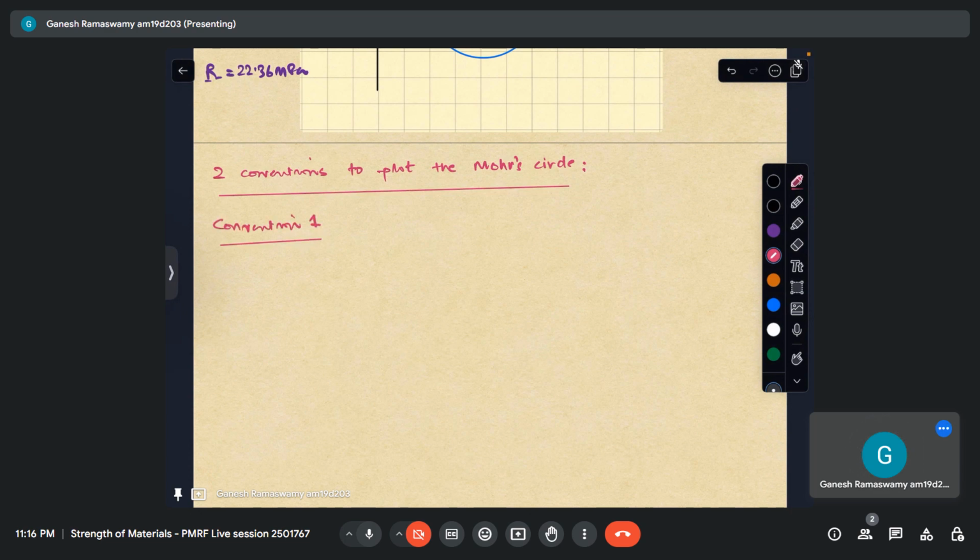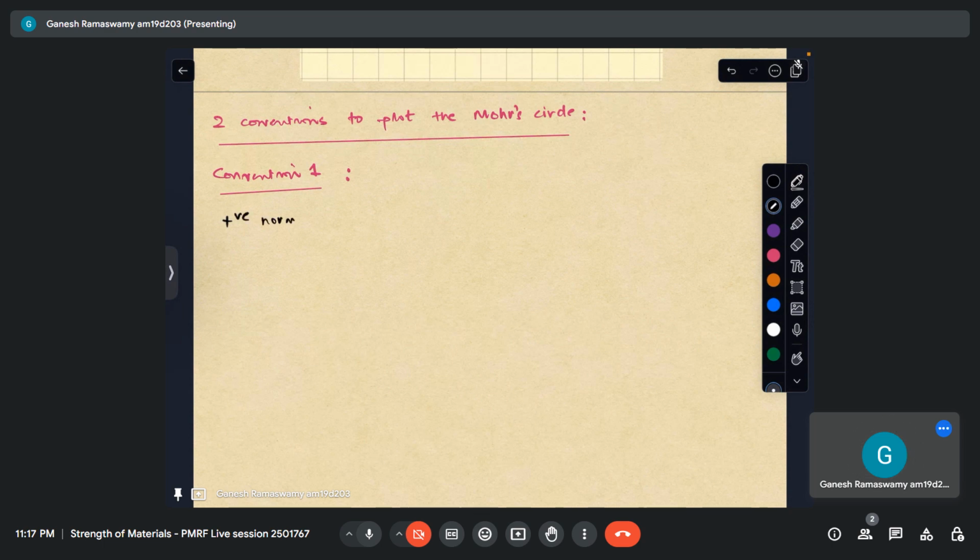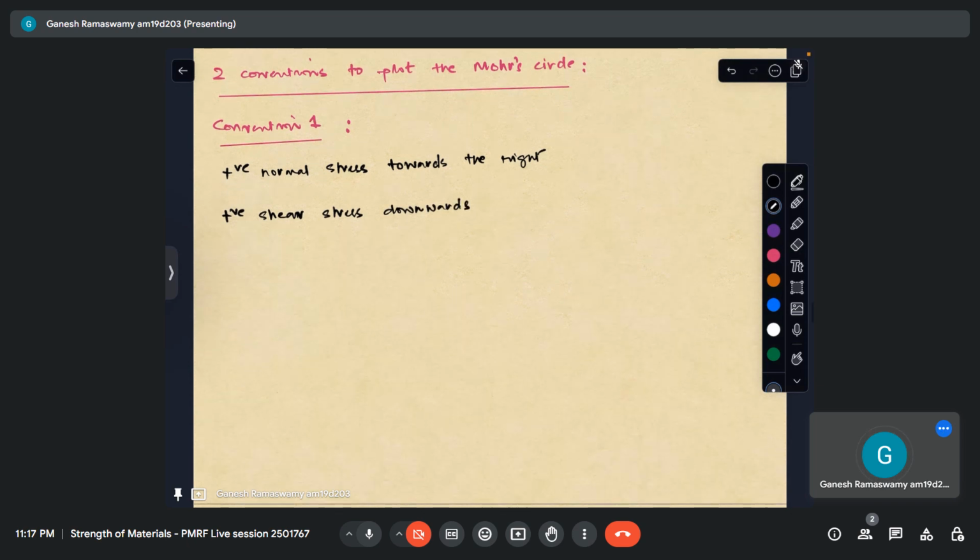Convention 1 is positive normal stress towards the right, positive shear stress downwards, and anti-clockwise rotations in physical plane need same anti-clockwise rotations in circle.